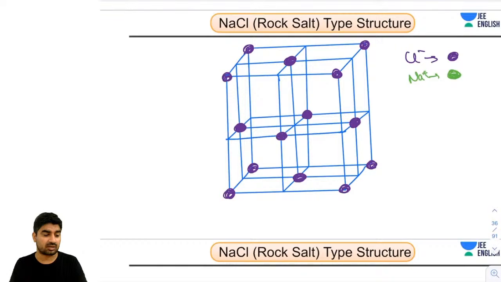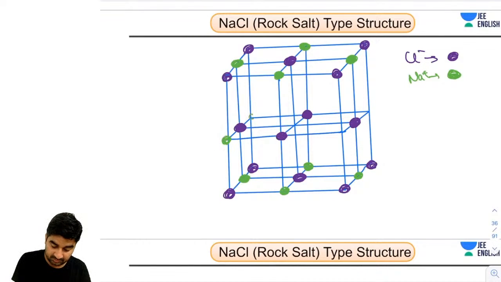And where are the octahedral voids? Octahedral voids will be present at all the edges, right? 12 edges, and then there will be one at the body center. So guys, this is the structure for NaCl.